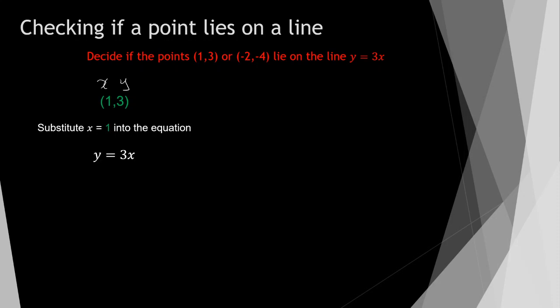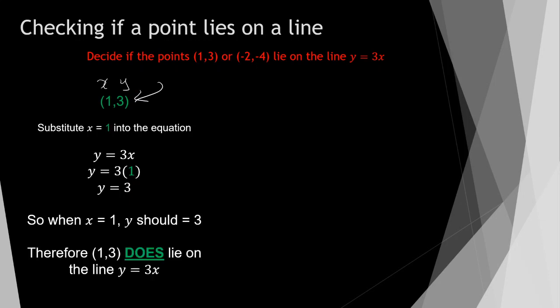Let's substitute x equals 1 into the equation. So if I do that, I get y equals 3 times 1, and y equals 3. So when x equals 1, y should equal 3. So you can see here that, yeah, I've got y equals 3 here, so yes, it does lie on the line.